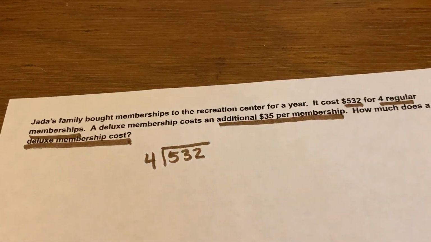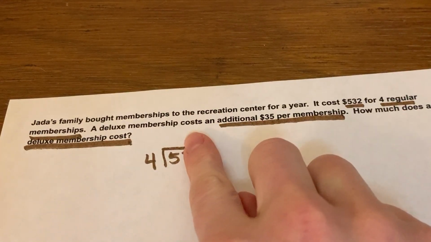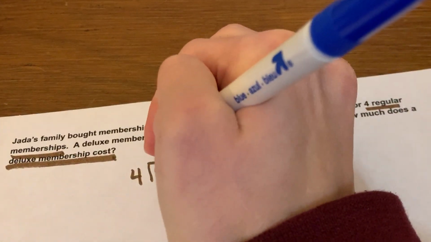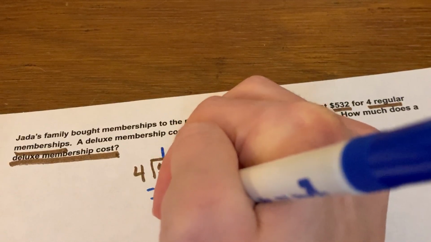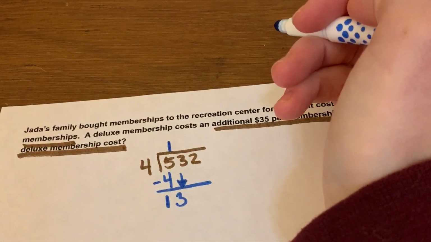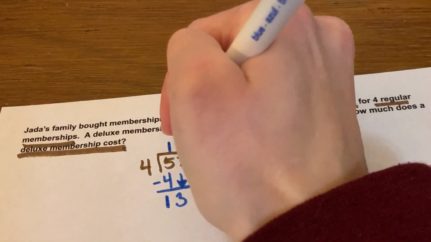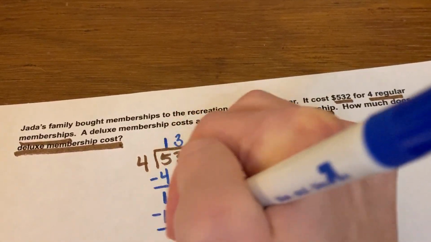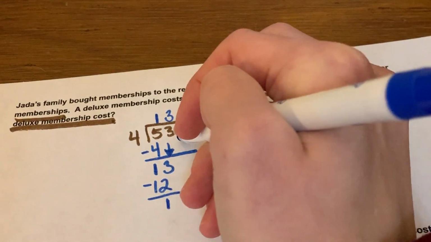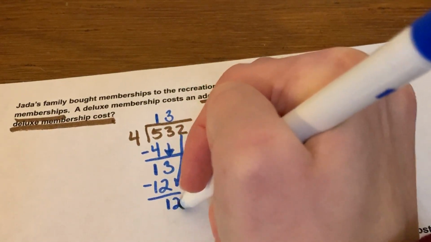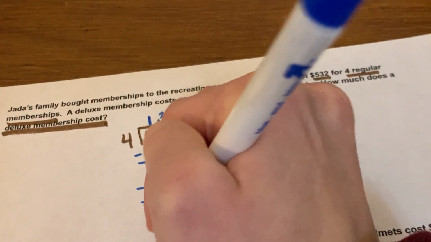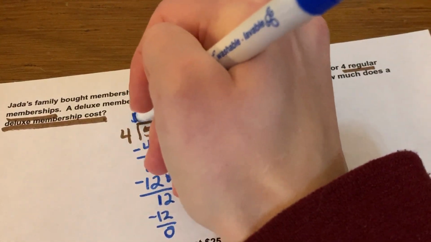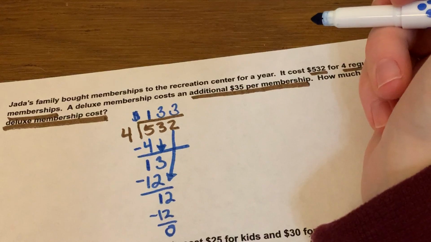Okay, so let's go ahead and start with 532 divided by 4. 4 goes into 5 one time, 4 times 1. So 5 take away 4 gives me 1. Bring down the 3. 4 times what gives me as close to 13 as possible? 4 times 3 gives me 12, a remainder of 1, and then bring down the 2, and 4 times 3 gives me 12 exactly. So minus 12, 0. So a regular membership is $133.